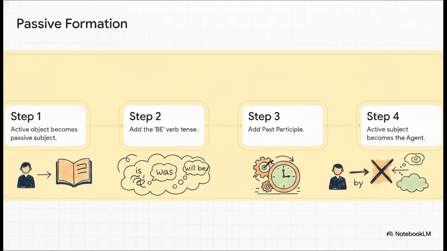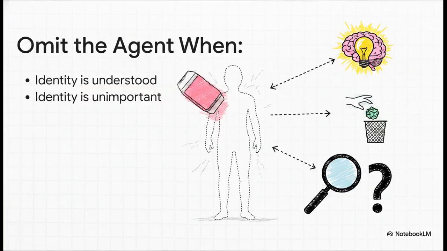Second, you add a tense of the be verb, like is, was, or will be. Third, drop in the past participle of your main verb. And finally, the original doer of the action becomes the agent, usually introduced by the word by, or you can just omit them entirely. And honestly, that omission is where the real superpower lies.